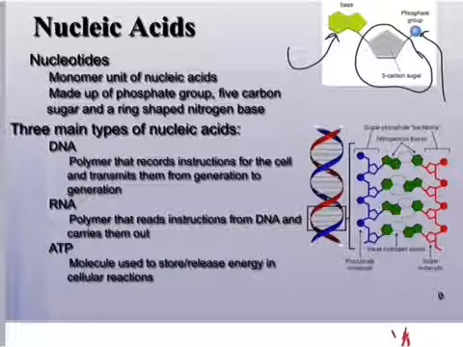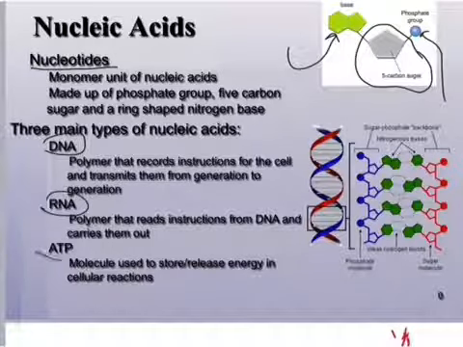The monomer is known as a nucleotide, and when we link them together, we have 3 different polymers. Now there's not one generic name for the polymer here, but there are 3 different names you need to know. The polymers are DNA, RNA, and ATP.